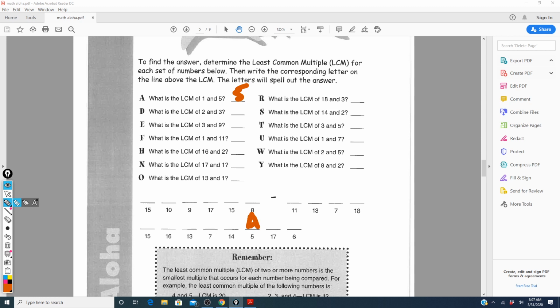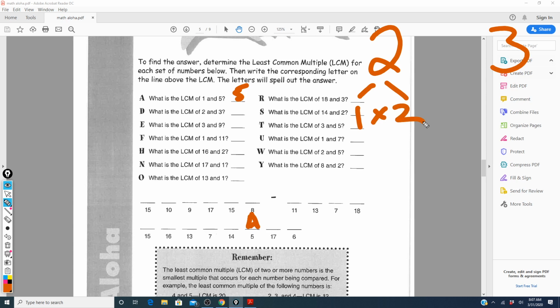So next, you say, well, what is the least common multiple of 2 and 3? Well, what are the prime factors of 2? Prime factors of 2 are 1 and 2. The prime factors of 3 are 1 and 3.